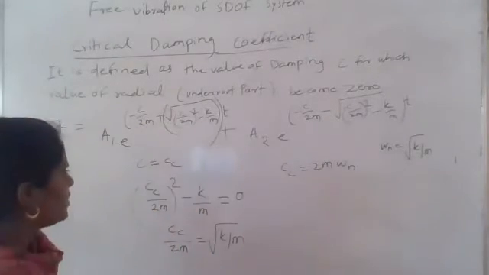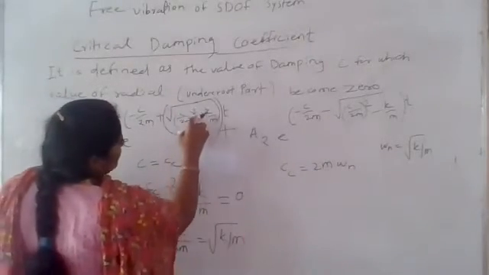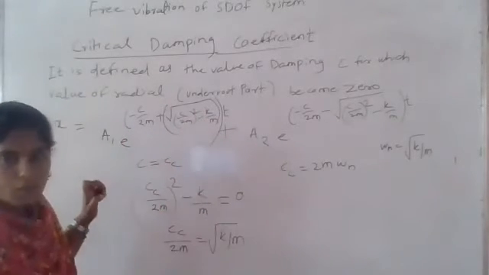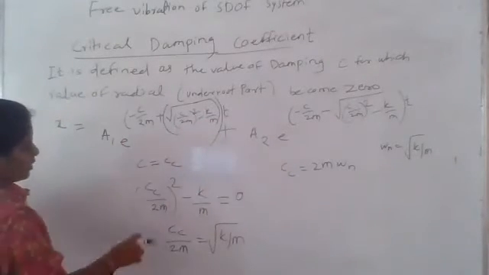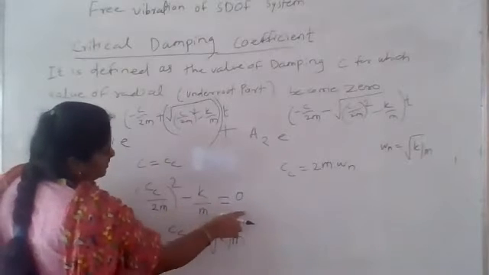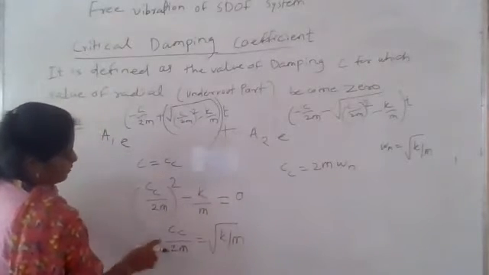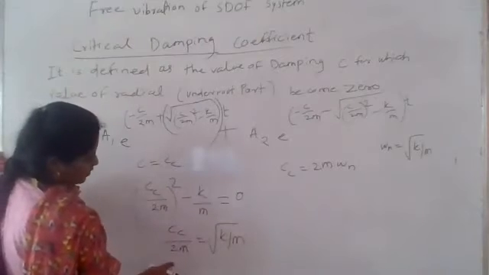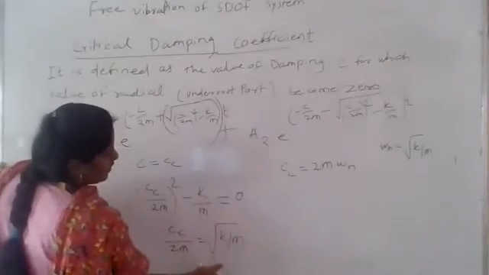So the under root part, (C by 2m) squared minus k by m, is equal to 0. You can see here, by taking the negative term to the other side and taking the square root on both sides, we get C by 2m equal to root of k by m.